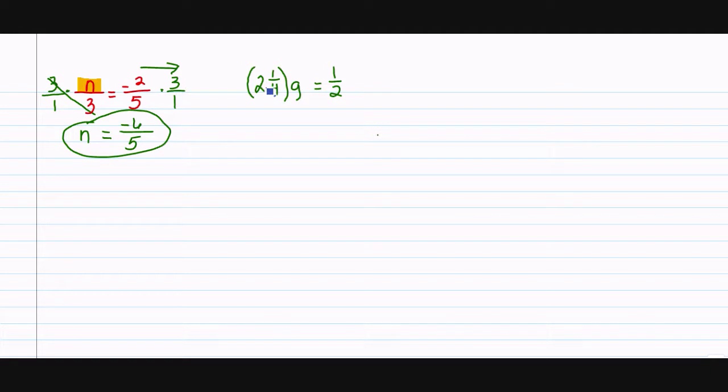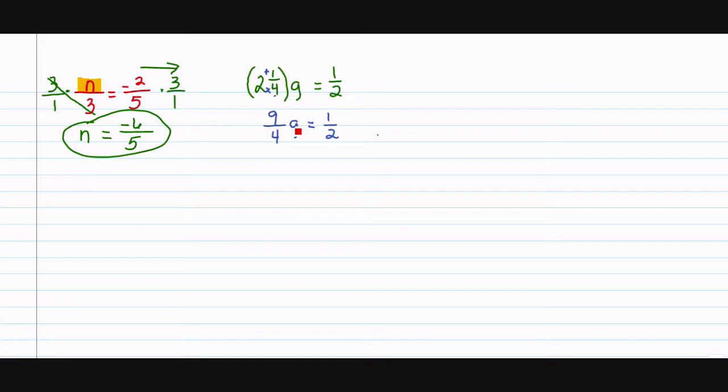4 times 2 plus 1. I keep my denominator the same. And I do my cycle. 4 times 2 is 8, plus 1 is 9. It goes right on the top. So I have 9/4 g equals 1/2.